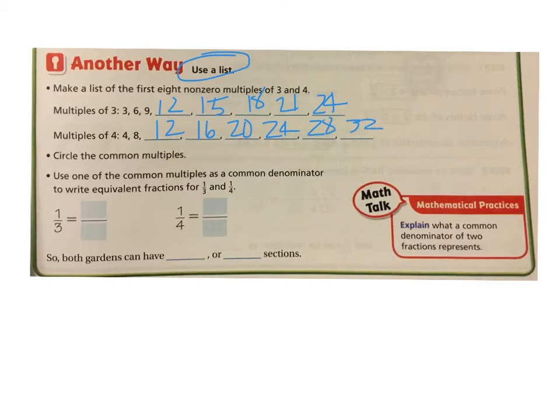So what you're now going to do is circle the common multiples, the ones that they have in common. So we see that they both have 12, so I'm going to go ahead and circle 12. They both have 24 and 24 over here. Okay, so I'm going to use one of the common multiples as a common denominator to write equivalent fractions. 1/3, or I could write it as 4/12. Okay, or I could have written this, if I chose 24ths, as 8/24.